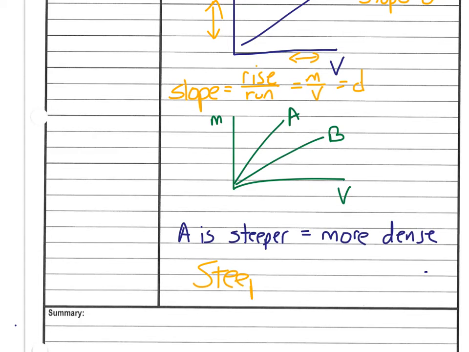Steeper equals denser. Now remember, steep is like on a mountain, so the higher up the line goes, the more dense that it is. The other thing that we might talk about, which I'll look at on the next page of Cornell paper, there we go. The other thing we can talk about with these is whether or not something sinks or floats.